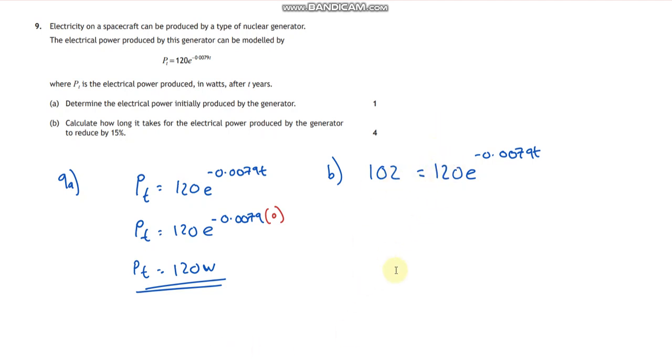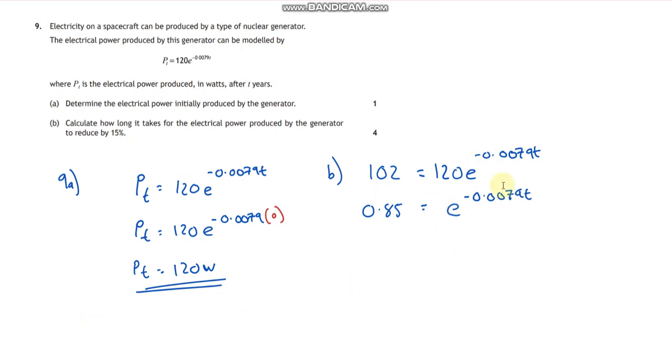You just multiplied this by 0.85 to work out 85%. But you'll notice, when I start to rearrange this, if I do 102 divided by 120, I just get 0.85 = e^(-0.0079t). So that's a nice little clue that you've done this right. A lot of these questions can make just getting the starting bit quite tricky. Once you rearrange, this is effectively the percentage power you've got. So if it said reduced by 50%, you could just say 0.5 equals your e function. When you start doing this, you'll start noticing all this.